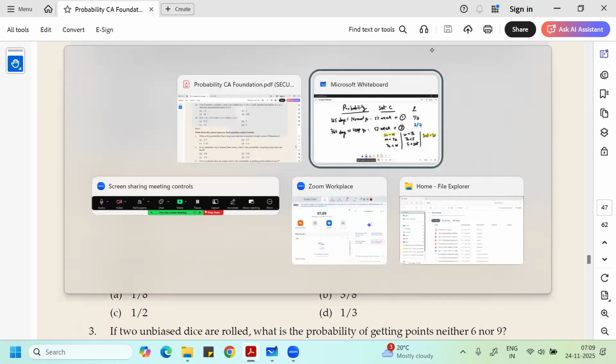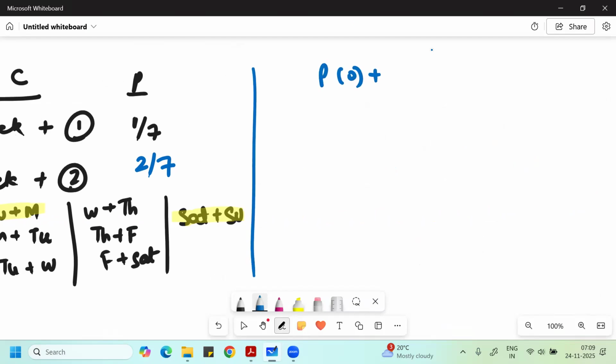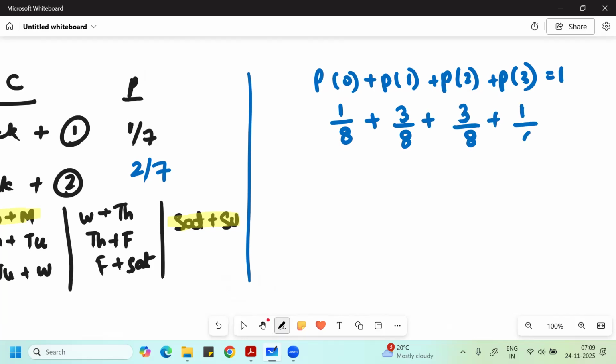When a coin is tossed 3 times, you get either zero heads, one head, two heads, or three heads, and the sum total of probability is 1. Zero heads is 1 by 8, one head is 3 by 8, two heads is 3 by 8, and three heads is 1 by 8, and the total probability is 1. And these are exhaustive outcomes.